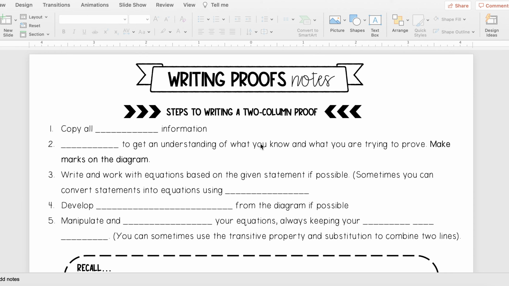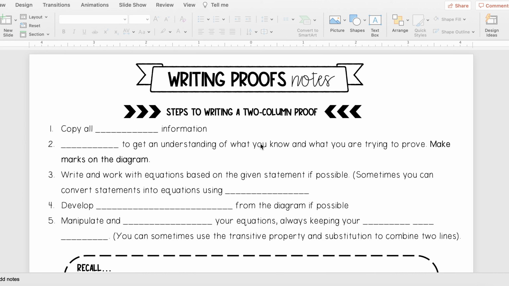And so writing proofs in geometry is going to be the same format as that. We have given information and we want to show logical steps to get to something that we're trying to prove. So we're going to be following that same format.